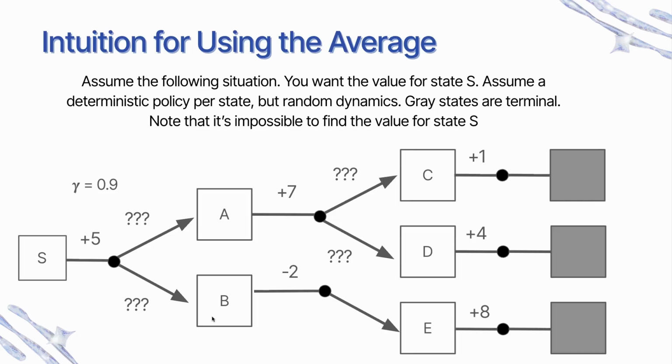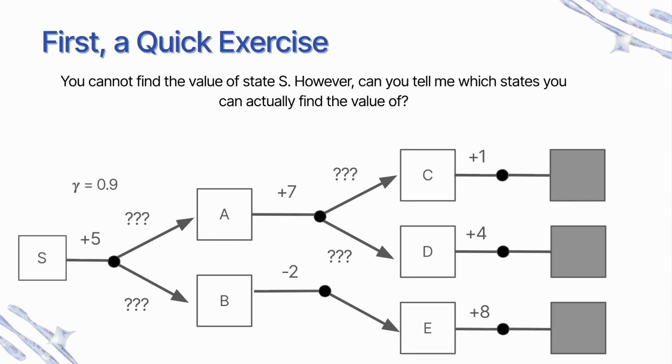Note that it's impossible to find the value of S because you don't know the dynamics. Okay, that's clear to everyone. You can't just use dynamic programming now. First of all, though, a quick exercise. Which states do you know the values of?